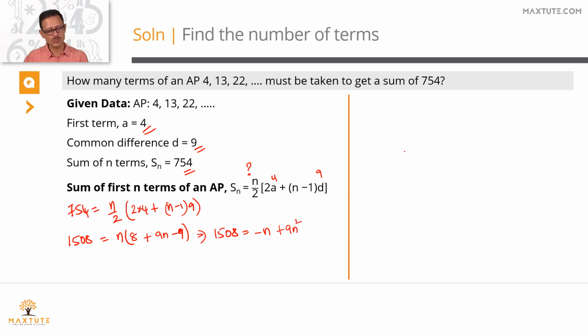Let's take all terms to one side. We'll get 9n square minus n. The 1508 comes to the right hand side as minus 1508 equals 0. Wow, we have a quadratic equation. But it's not a very friendly equation.